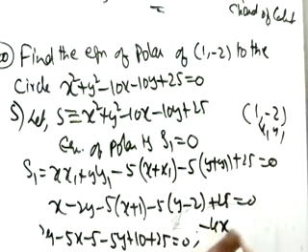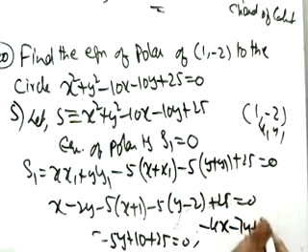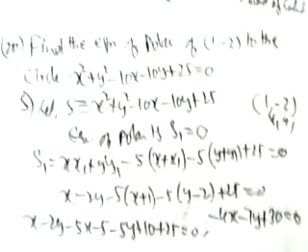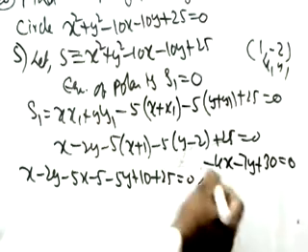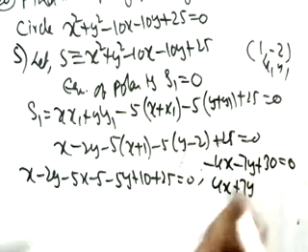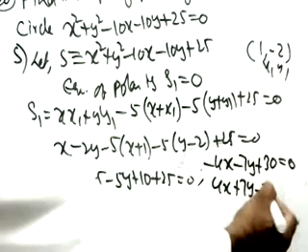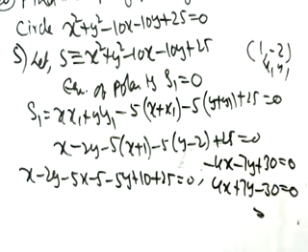So watch carefully. x minus 5x is minus 4x. Then minus 2y minus 5y is minus 7y. Now let's see the last numbers. 10 minus 5 is 5. 5 plus 25 is 30 equals 0. What will happen? Let me take minus common from here. So this will become plus. This will become plus. If you take minus common, this will become plus. And this will become minus, equals 0. Hence, this is the equation of polar.